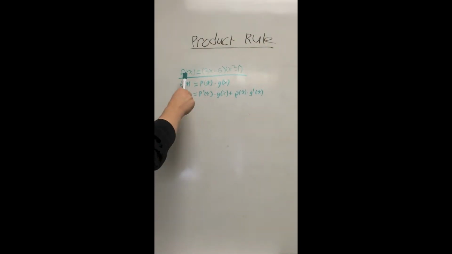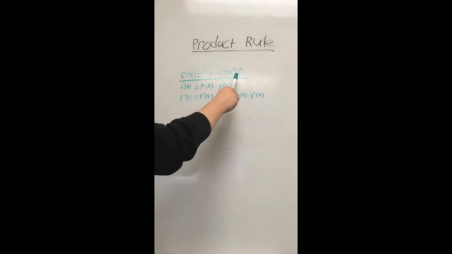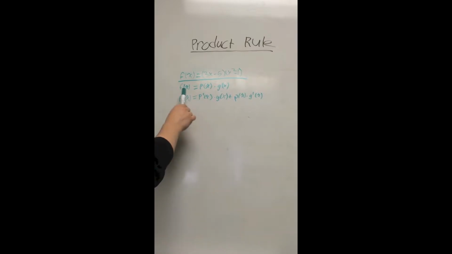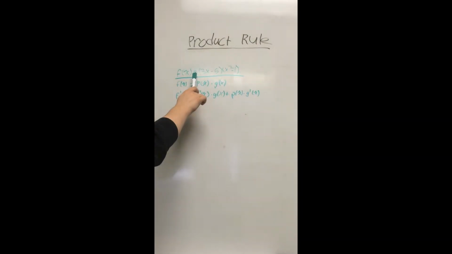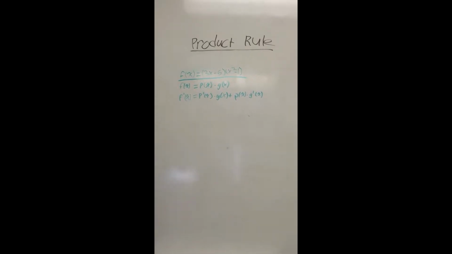So take the function f of x equals 3x minus 5 times x squared minus 1. This is a very long function, very difficult to take the derivative of. However, if we split it up into f of x equals p of x times g of x, where p of x is represented by 3x minus 5, and g of x is represented by x squared minus 1, it's very easy to take the derivative of.